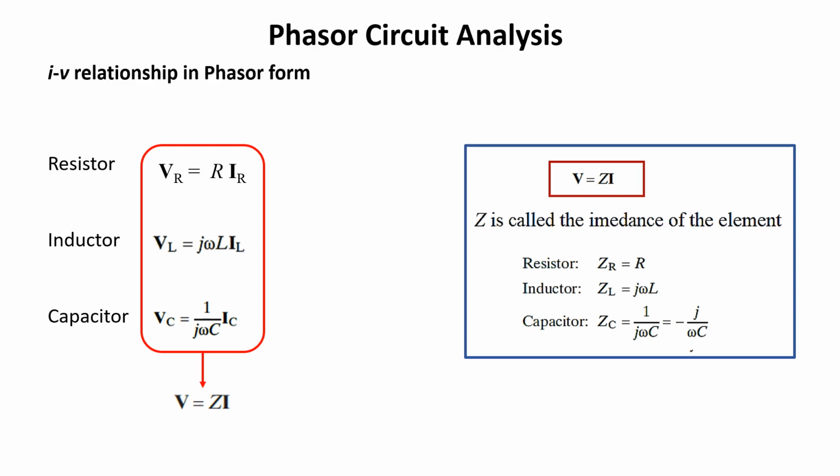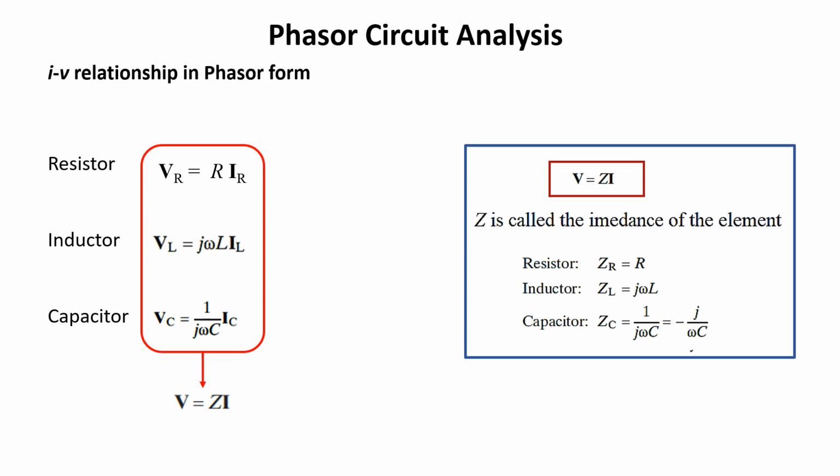We have seen from the previous lecture that in phasor representation, the voltage-current relationship of resistors is VR equal to R IR, and for the inductor VL equal to j omega L IL, this is inductive reactance, and for capacitance VC equal to 1 over j omega C, or minus j over omega C, multiplied by IC, this is capacitive reactance. And in general, we will call it V equal to Z I.